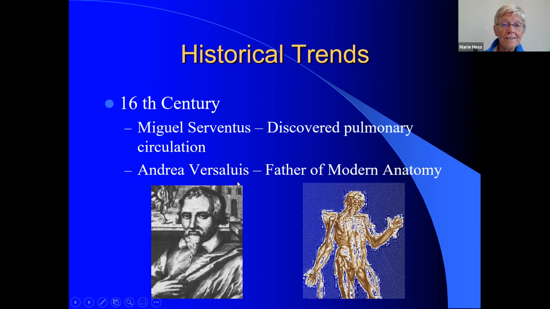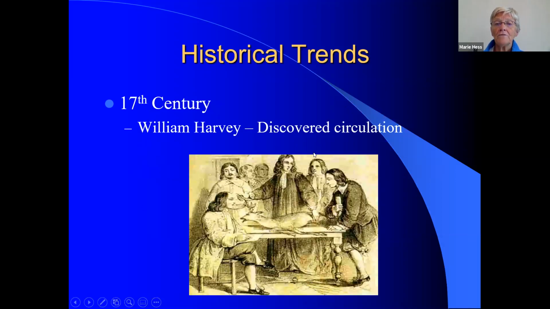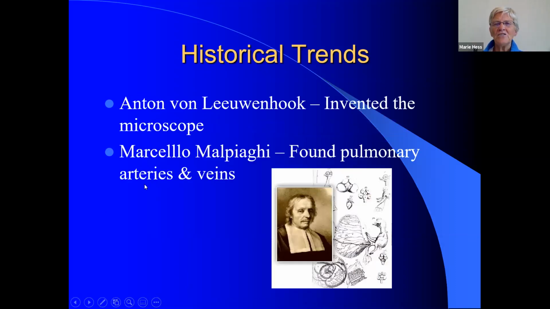Now, Vesalius, father of modern anatomy, was the first one to put out an actual printed version of an anatomy book so that people could actually see, and this is one of his drawings that showed what the body anatomy looked like. William Harvey discovered circulation, and so he did that. And again, you don't need to memorize these. Leeuwenhoek invented the microscope, and then Malpighi found pulmonary arteries and veins.